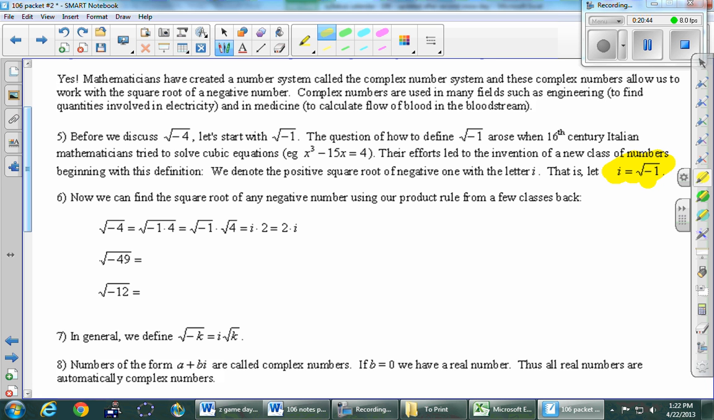3.14, 159. Do you know any more? 3.1415926. Good job reading.